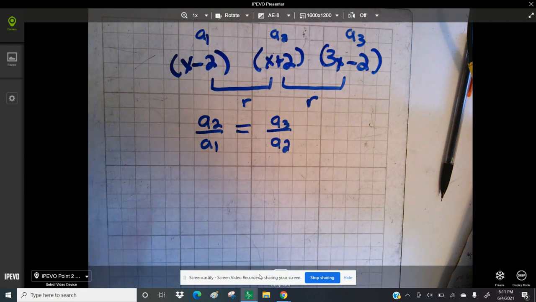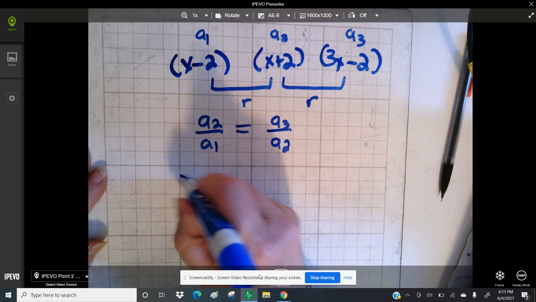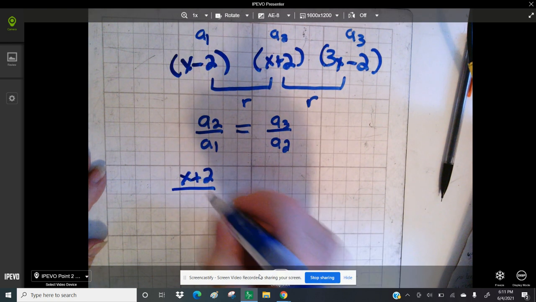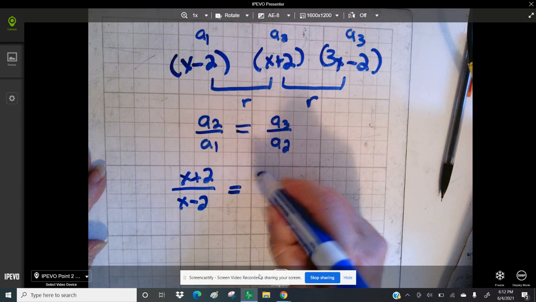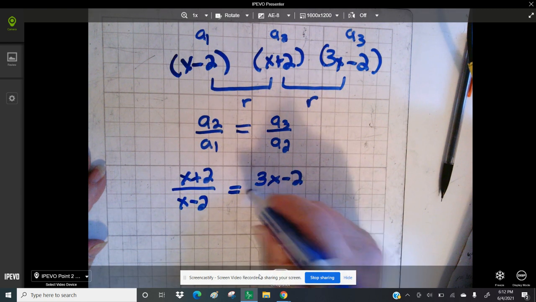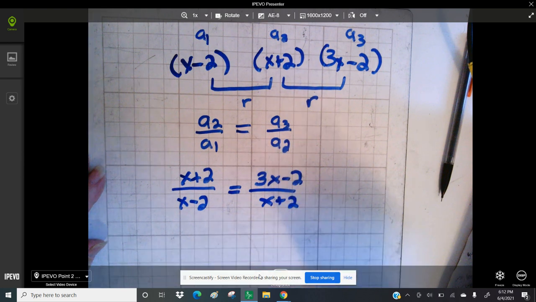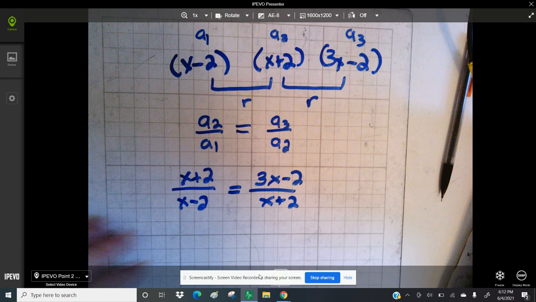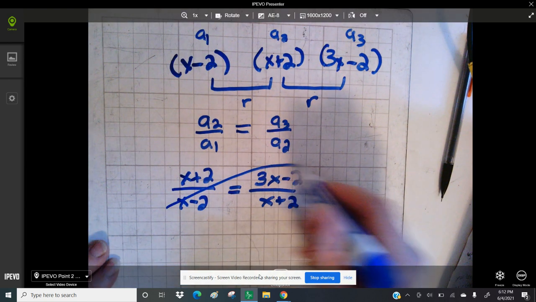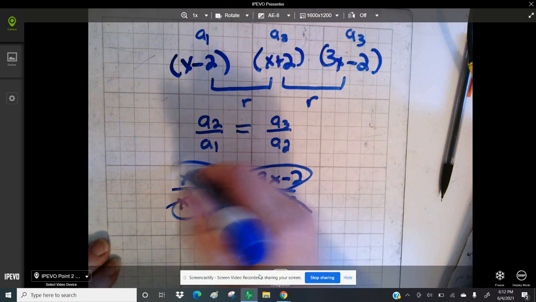So now that we know that, let's go ahead and substitute in what we actually have. a2 is x plus 2, a1 is x minus 2, and we're going to set that equal to 3x minus 2 all over x plus 2. Well, now we have one ratio equal to another ratio, so the easiest way to solve this would be to cross multiply.